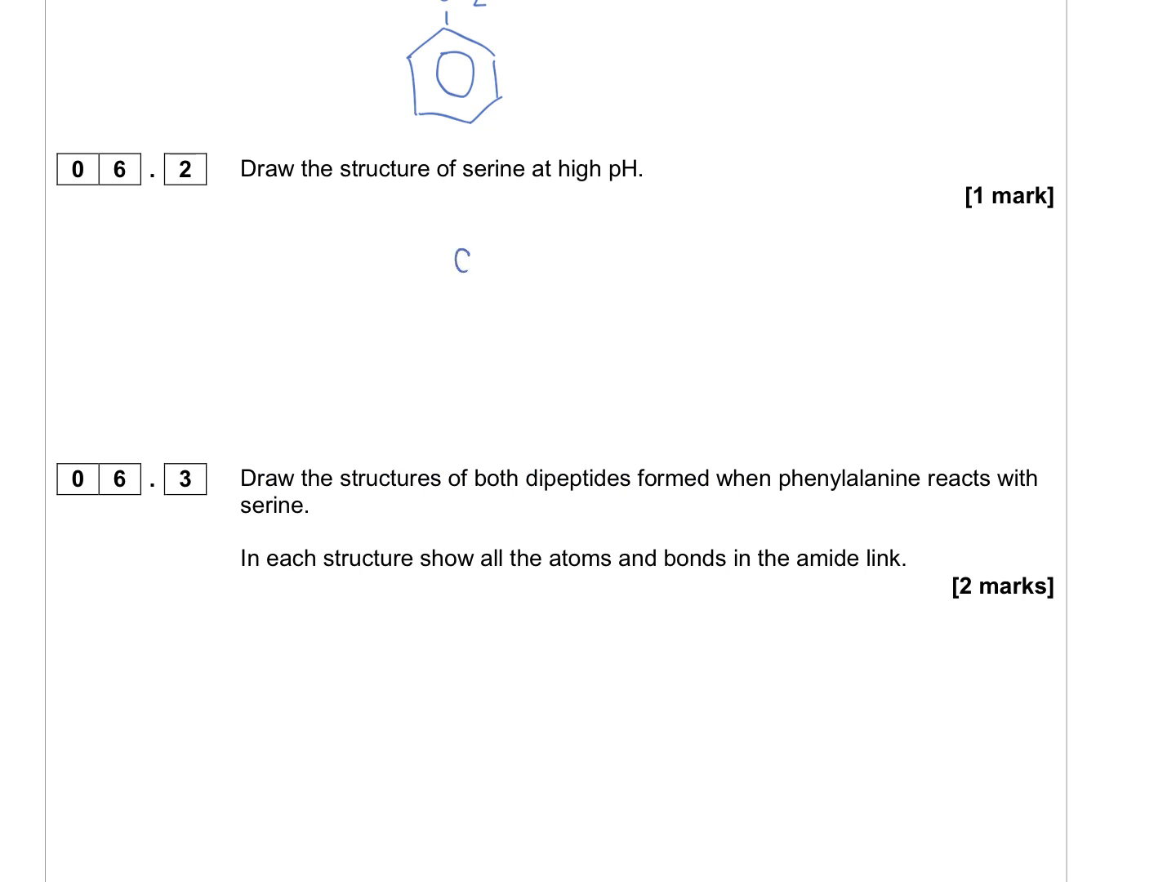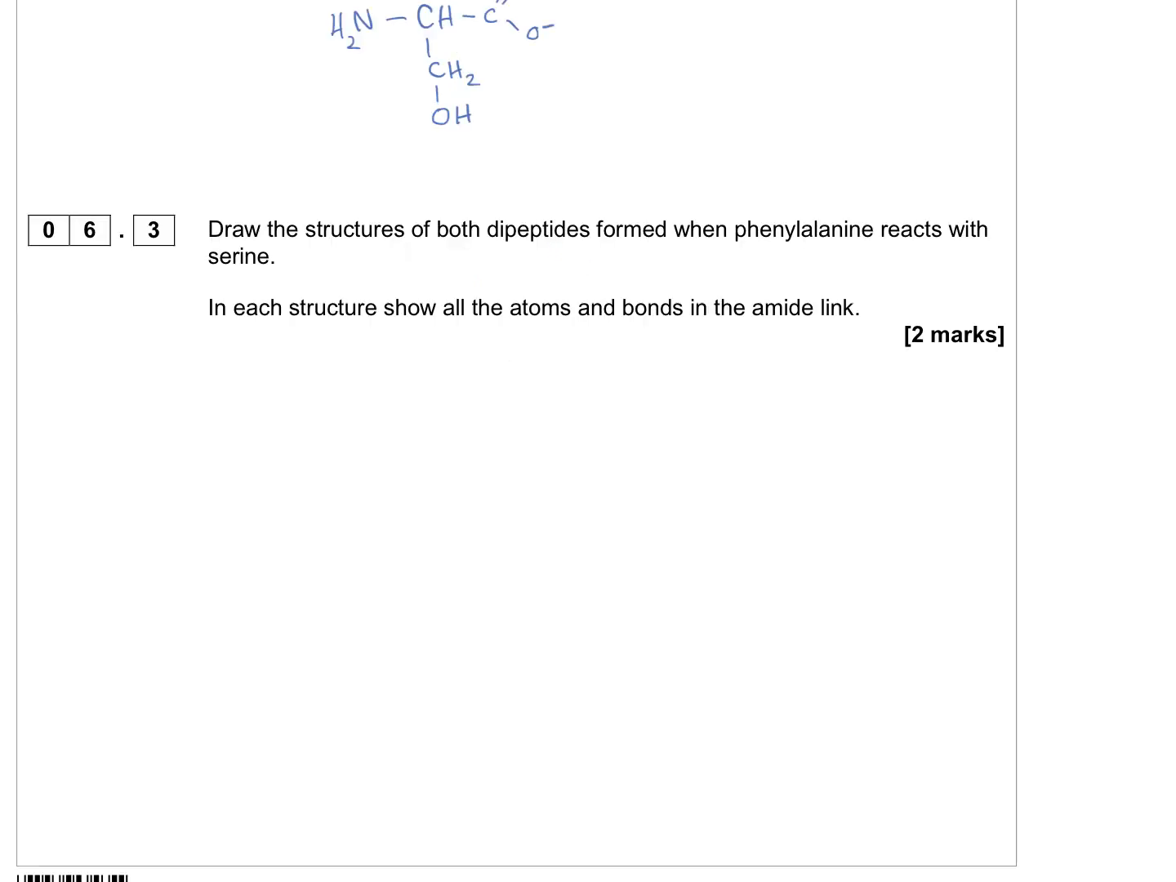Okay, the next one asks you to draw serine at a high pH. So let's draw the structure of serine first of all. So again, it's going to have a carboxylic acid group and an amine group. And then the R group, in this case, from the data book, is CH2OH. So if we put this at a high pH, then what's going to happen? It's going to act as an acid, so it will lose its proton.